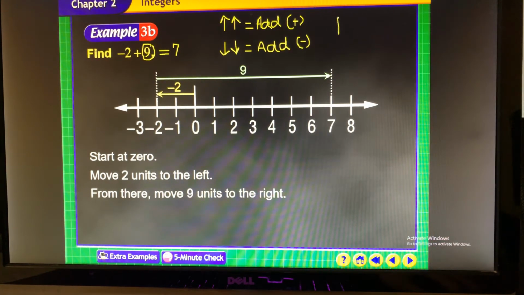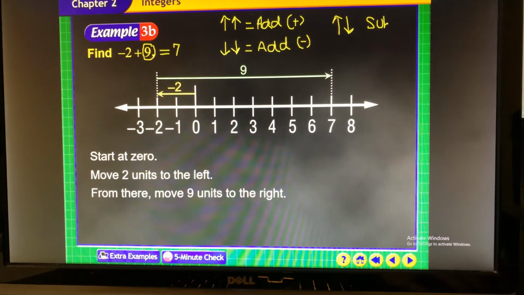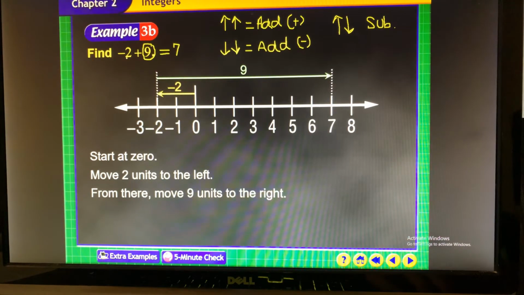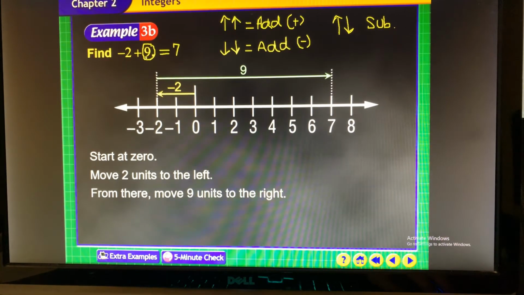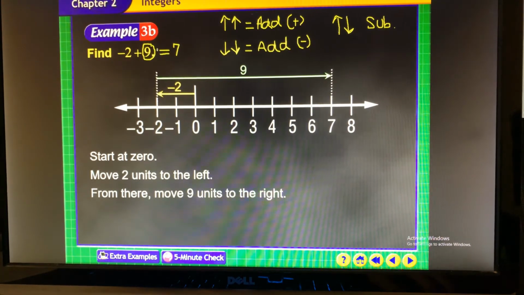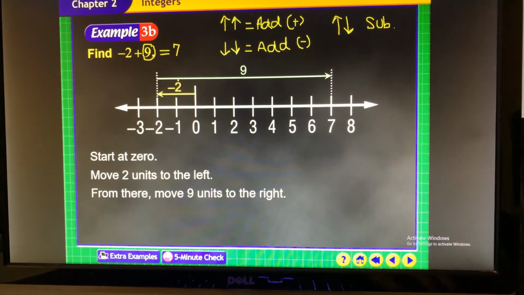If at any time your arrows are going up and then you're going down, or you're going right and then you're going left, that's a subtraction problem. And your sign will be whatever you have more of. So in this case, I'm going up and I'm going down and then up, or you can say I'm going left and I'm going right. Whenever I'm going in a different direction, I'm subtracting. And so I subtract these 2 numbers. And then I notice that I have more positives, so my answer will be positive.